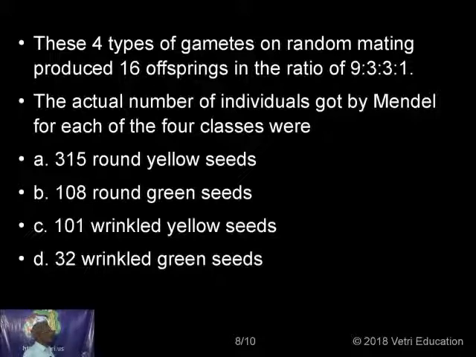The actual number of individuals got by Mendel for each of the 4 classes were 315 round yellow seeds, 108 round green seeds, 101 wrinkled yellow seeds, and 32 wrinkled green seeds. This is what I was mentioning in my class. Mendel was a very good mathematician, an excellent mathematician.